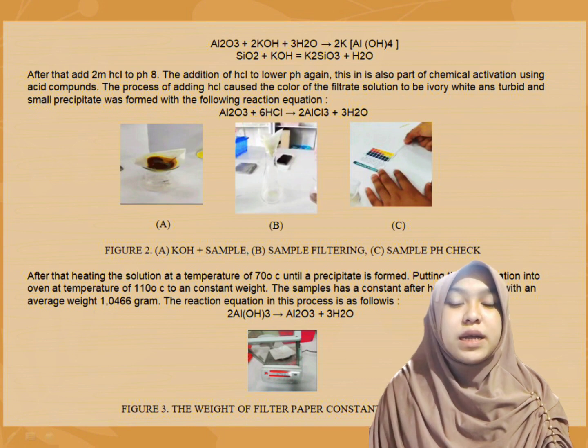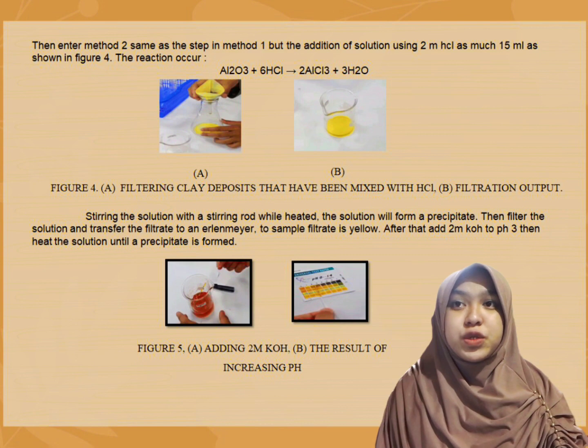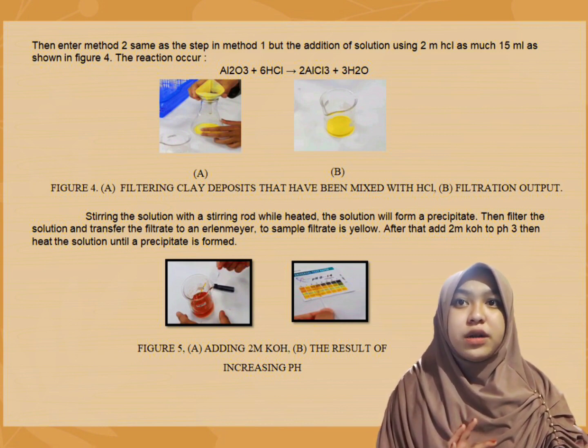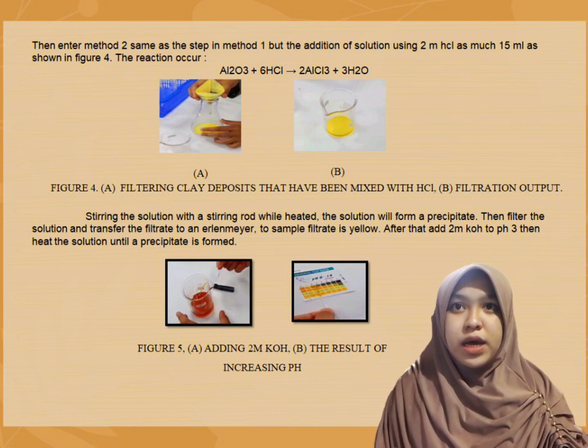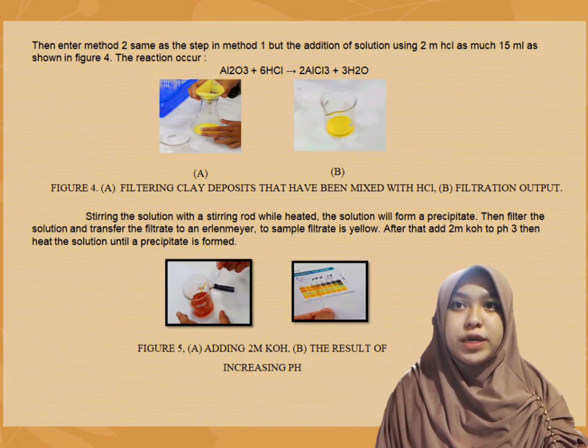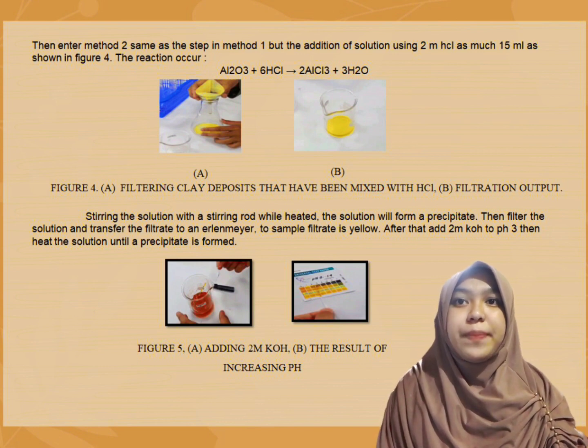Al2O3 plus 3 H2O. And then method 2 is the same as the steps of method 1, but the solution added uses 2 molar HCl, as much as 17 ml as known in figure 4. The reaction that occurs: Al2O3 plus 6 HCl produce 2 AlCl3 plus 3 H2O.